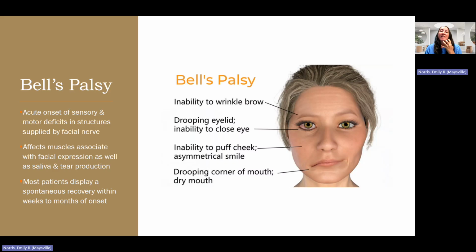But that whole side of your face basically does not work. You're not able to do facial expressions on that side. The eye droops, the lip droops, and even the tongue has some difficulty on that side.